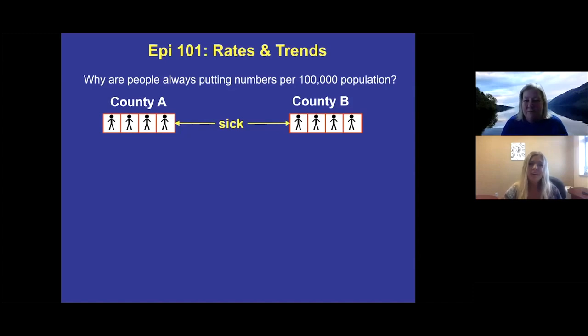I'm here with Bonny Specker, epidemiologist from South Dakota State University, who is going to give us an update today on what has been happening with COVID-19 in our region, in the state, across the United States, and in the world. And before that, she's going to talk to us about Epidemiology 101, rates and trends. Bonny, what are rates and trends and what has been happening?